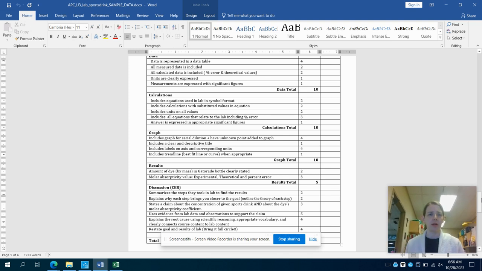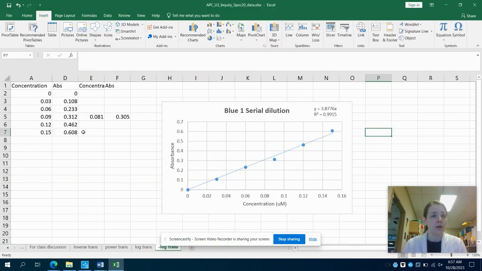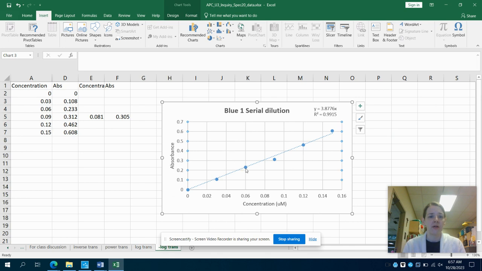So the graph, we worked with actually putting this into Excel already so that you could get your line of best fit. I'd like to show you a couple of details about a graph that I think are really important in terms of the formatting. So going over here, this is a set of data that I have constructed, say for blue 1 as a dye. So right now, this particular graph, if I were to click on a data point, it should show that the data points relevant to this lab are columns A and column D. So concentration on the x-axis, absorbance on the y-axis.